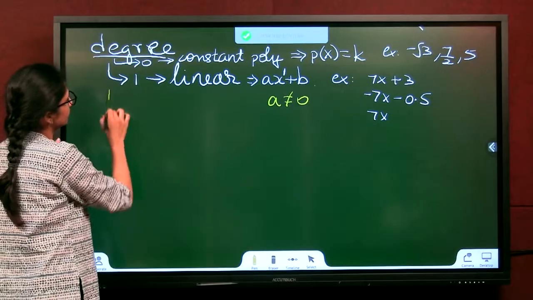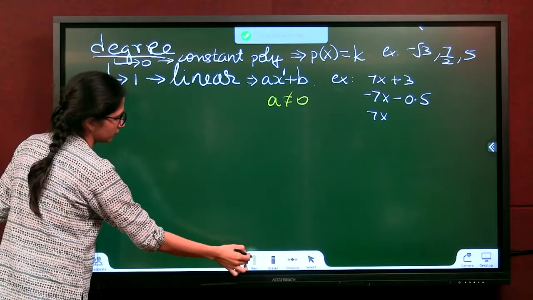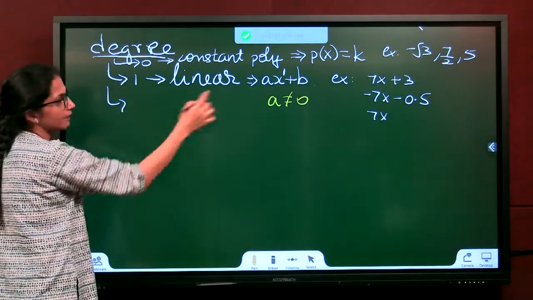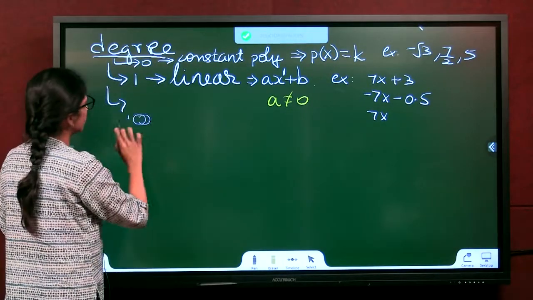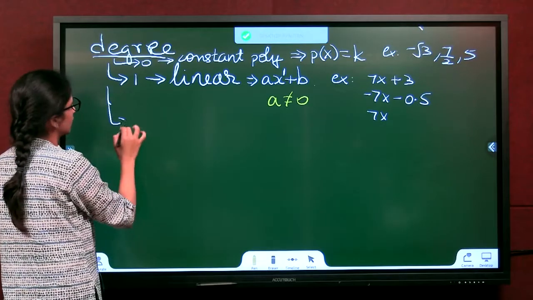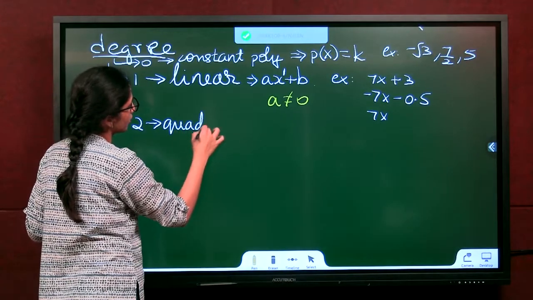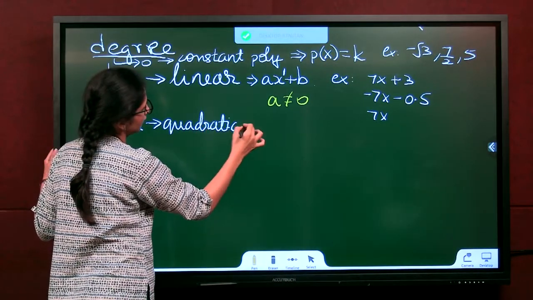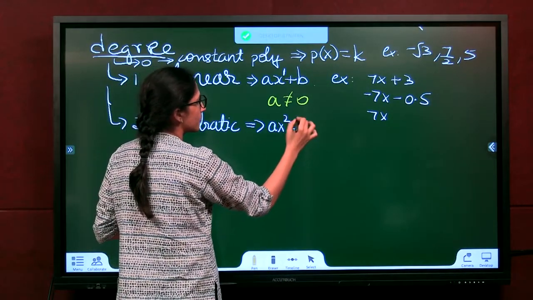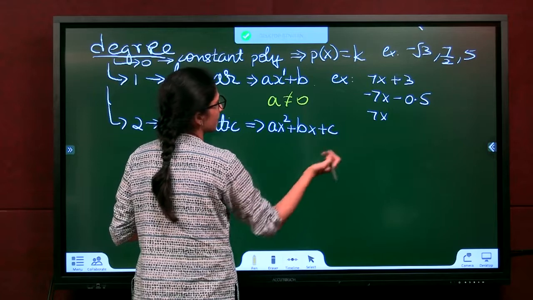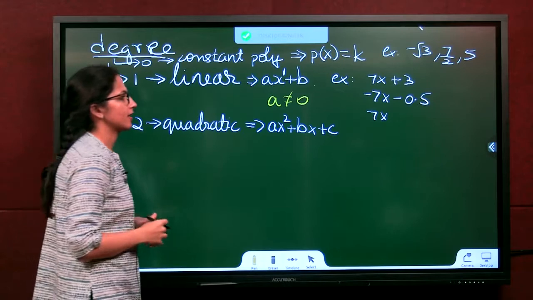Now, next one. If the degree is 2, B can be 0 there, no problem. See here, B is 0 here. Okay, if the degree is 2, then such a polynomial is called a quadratic polynomial. This is represented as ax square plus bx plus c. The expression is ax square plus bx plus c.